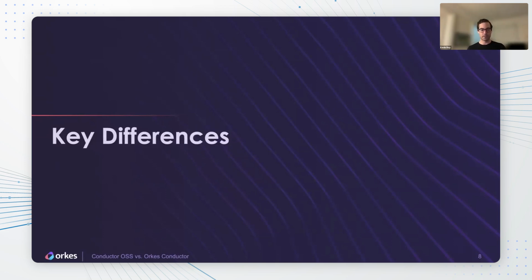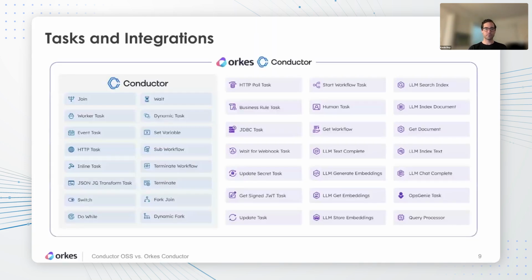But I'm going to go into some fine detail here about some of the key differences between the two that I think are very interesting. The first being tasks and integrations. If you look at this image, Orkes Conductor is all encompassing of all these things, right? We've got Conductor OSS on the left side. I think it probably goes without saying, but I'll say it anyways: anything that Conductor OSS supports is obviously supported in Orkes Conductor as well. So we've got some tasks on the left here with Conductor OSS. When it comes to a workflow engine, these are tasks that are required of any workflow engine to do its job effectively, right? We've got join tasks, worker tasks, dynamic tasks, wait tasks for durability, terminate workflow, terminate, fork join, et cetera, right?